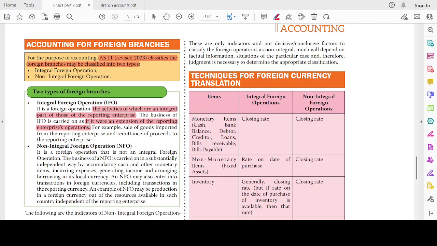It is like: you will buy only from me, you will remit all the cash to me, and nothing can be done without my knowledge. That is what is known as integral foreign operation. Both are living as one soul.